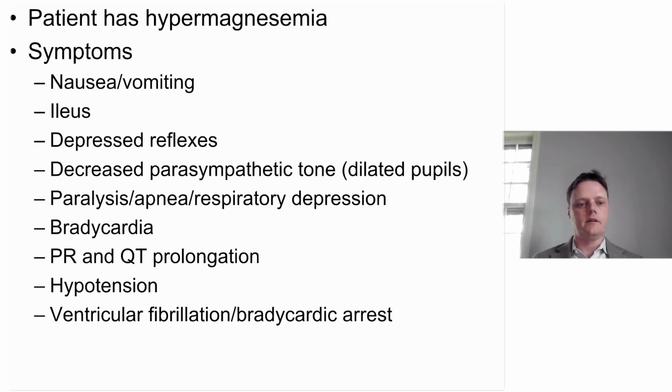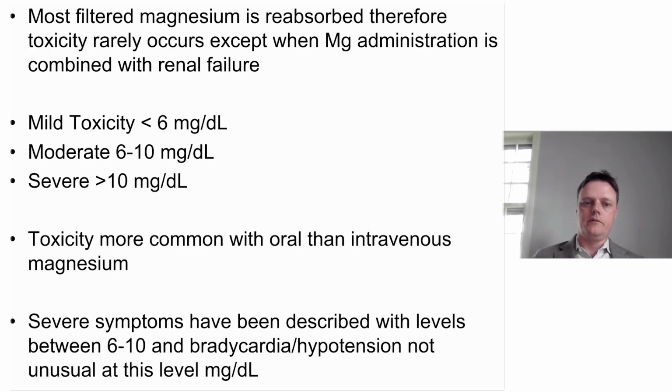The symptoms are characteristic: nausea and vomiting, ileus, depressed reflexes, decreased parasympathetic tone reflected by the dilated pupils, paralysis, apnea, and respiratory depression, bradycardia, QT and PR prolongation, low blood pressure, and ventricular fibrillation and bradycardic arrest as the endpoints. Most filtered magnesium is reabsorbed, and so toxicity rarely occurs except when magnesium administration is combined with renal failure. The vast majority of people can get rid of as much magnesium as you can give them. And so this really only occurs in people who've got an inability to excrete magnesium efficiently.